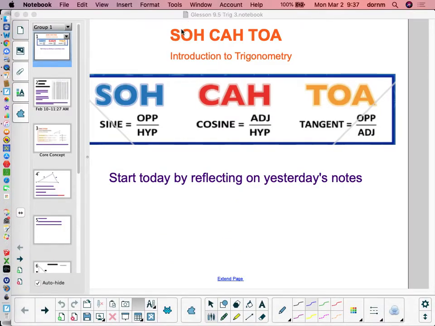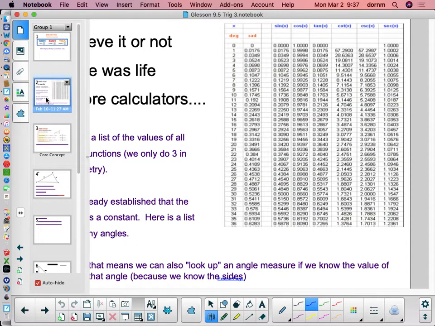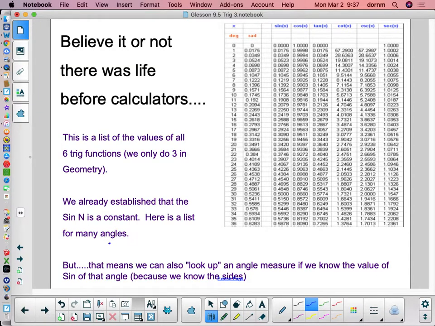Today we're continuing with this, but we're going to switch things up a little bit. Now, we've known for a long time that the value of sine, cosine, and tangent has a decimal value. Well, the way we used to do this, back before the calculator days, is we had a table of values for sine, cosine, tangent.